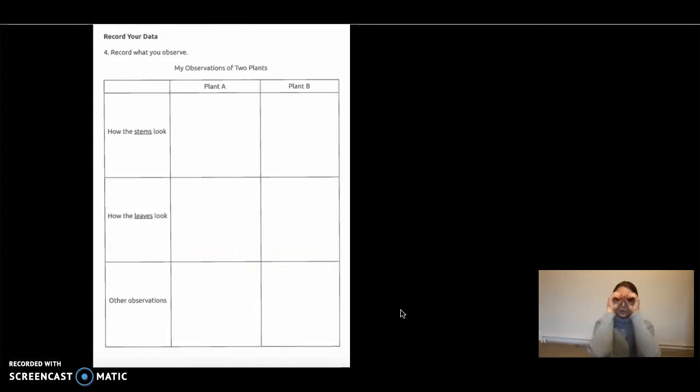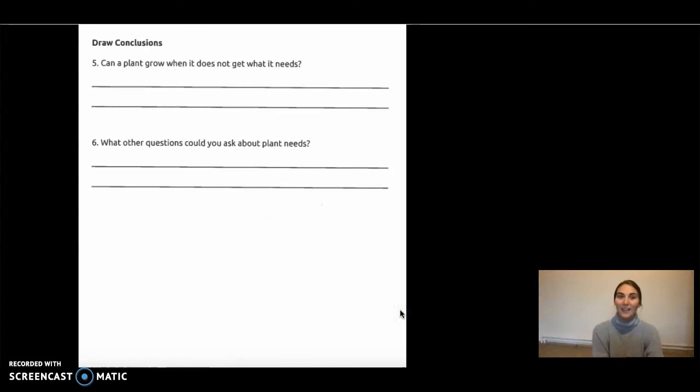Now, boys and girls, you can go ahead and look outside your window to find 2 plants, or if you have plants in your home, you can look for 2 plants. Do those plants have what they need? Can a plant grow when it does not get what it needs? Will my flower continue to grow even though I did not water it?